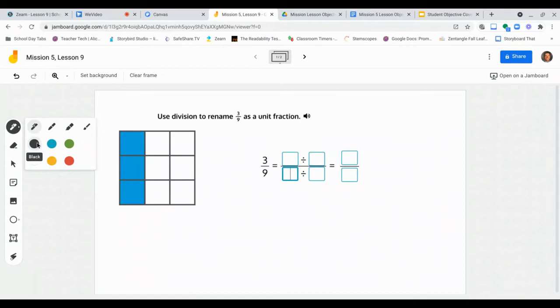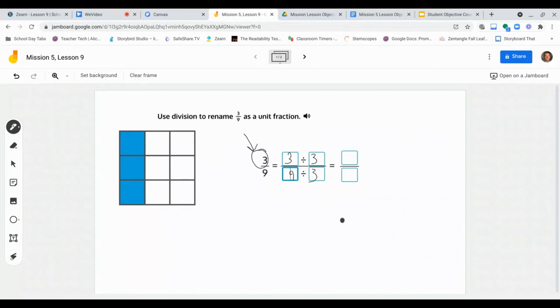Let me get a marker there, pen. Okay, so we're going to have 3/9. I just copy 3/9 again. And what am I going to divide it by? Well, today I'm going to divide it by whatever my numerator is. In this case, my numerator is 3. So I'm going to divide by 3, meaning I'm going to group them in 3s.